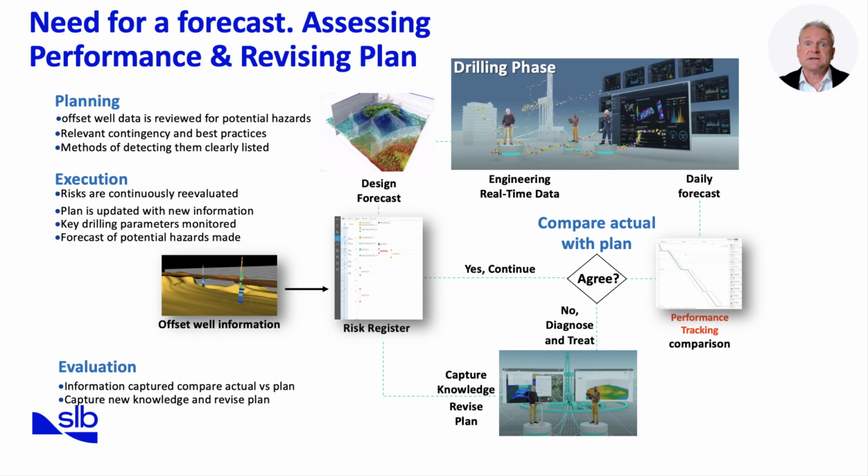Key drilling parameters such as pressure, torque, and rate of penetration are monitored closely to confirm that actual values align with predicted outcomes. When deviations appear, the forecast is updated with new information. Hazards are reforecasted, mitigation measures are applied, and performance is tracked by comparing actual results against the plan. If the comparison shows alignment, drilling continues as expected. If not, the process requires diagnosis and corrective action before proceeding.